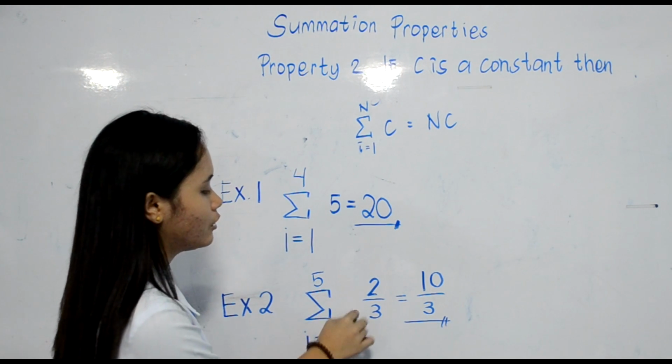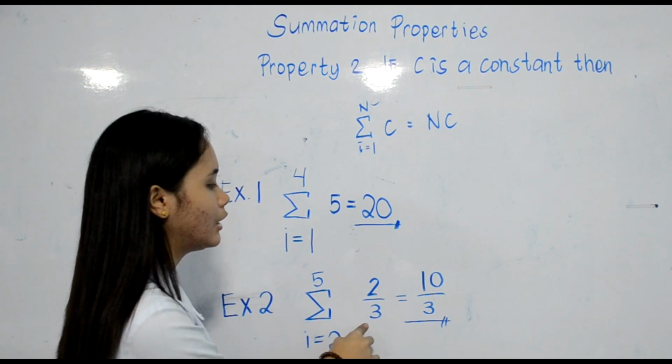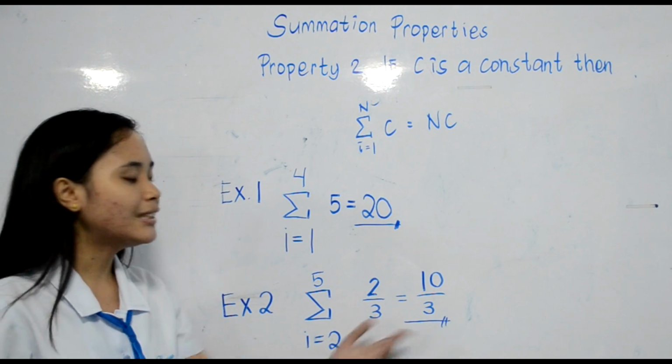Multiply the upper limit to the constant. So 5 times 2/3 equals 10/3. So that is the final answer.